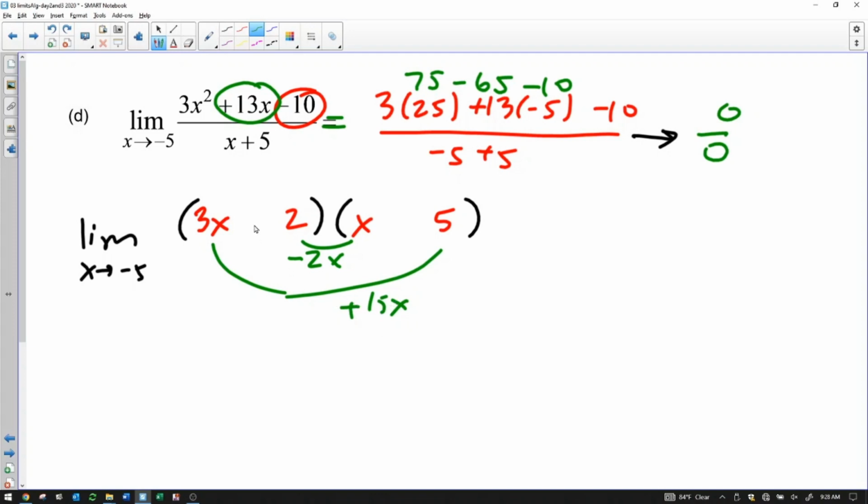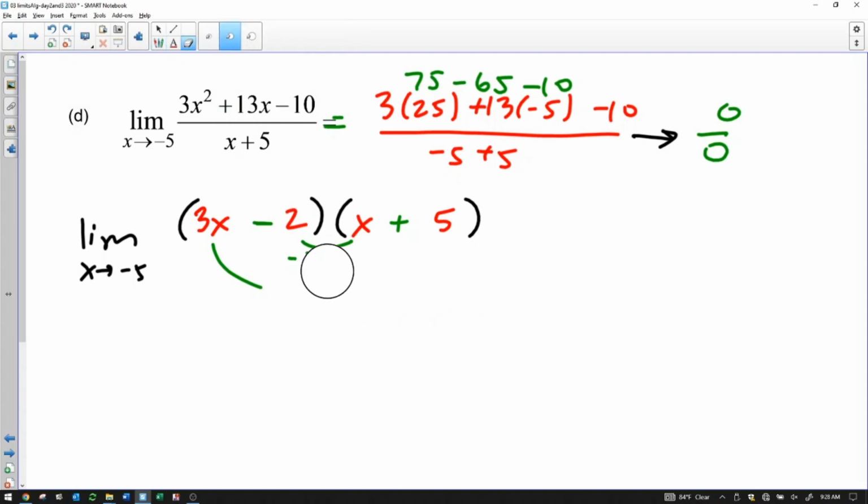So then I go back and I say, okay, this needs to be negative 2x. This needs to be positive 15x. And I do a double check. Does negative 2 times 5 give me negative 10? Check. And then everything else works out. That's how I do it. But again, I really don't care how you factor. I just want you to be able to factor.